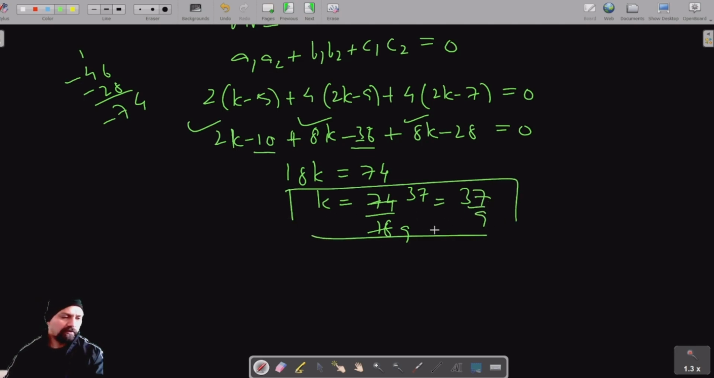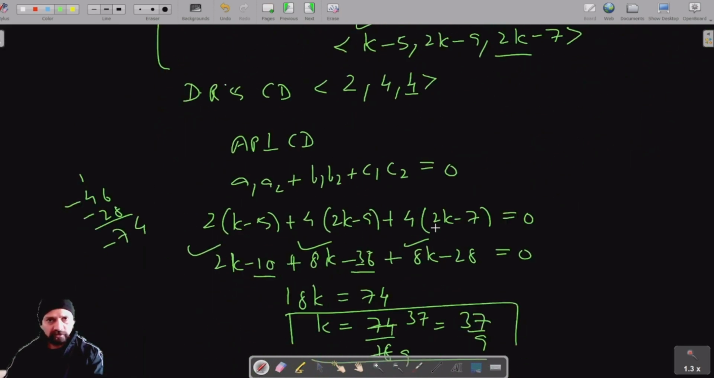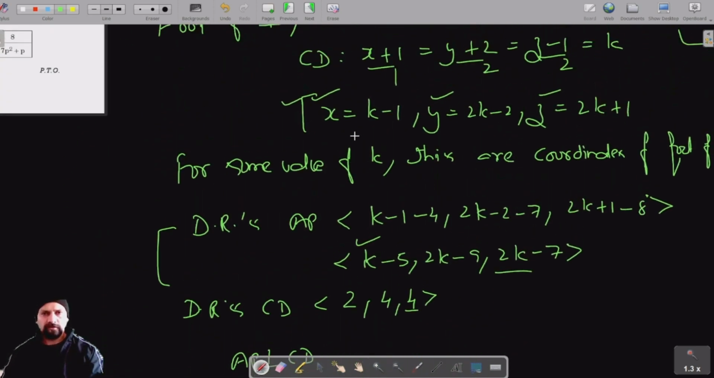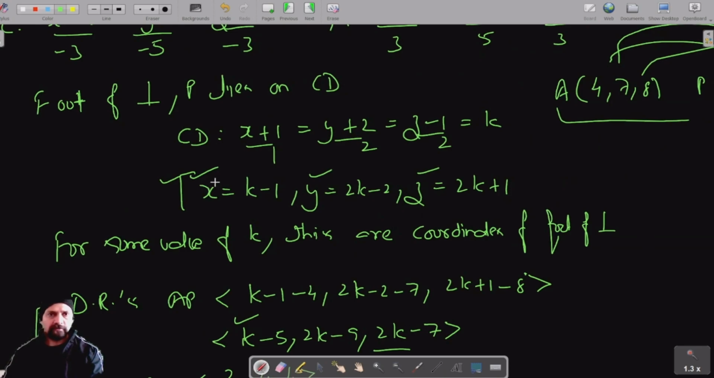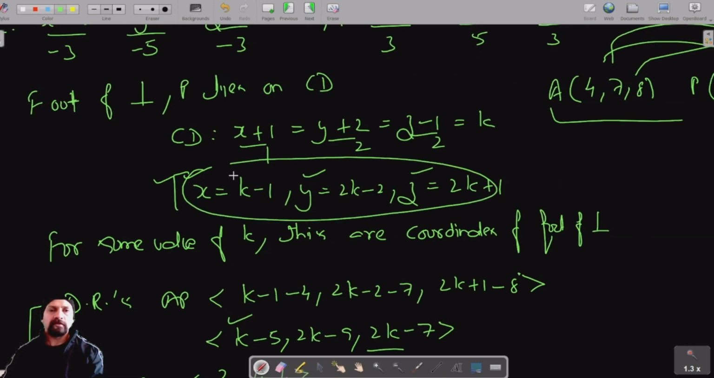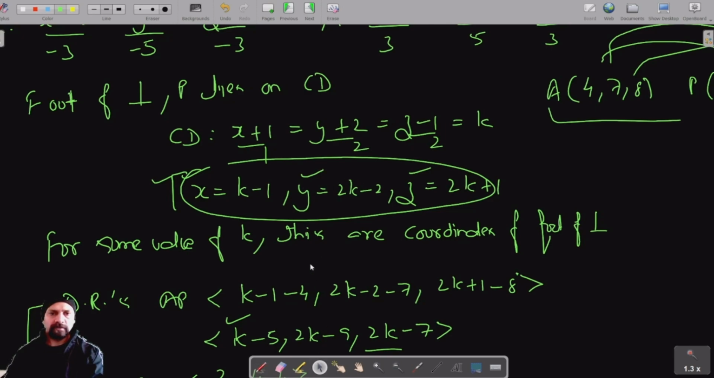So the value of k is 37 by 9, so we can get the coordinates of P. If we have to find the coordinates of P, we have to replace the value of k. So these were the coordinates of P.